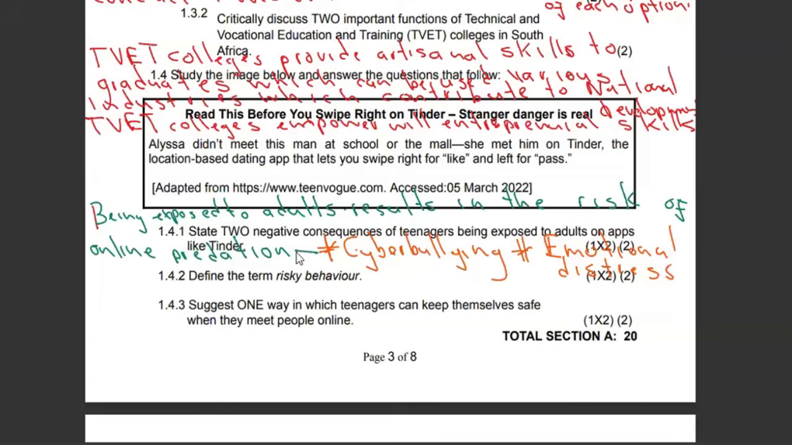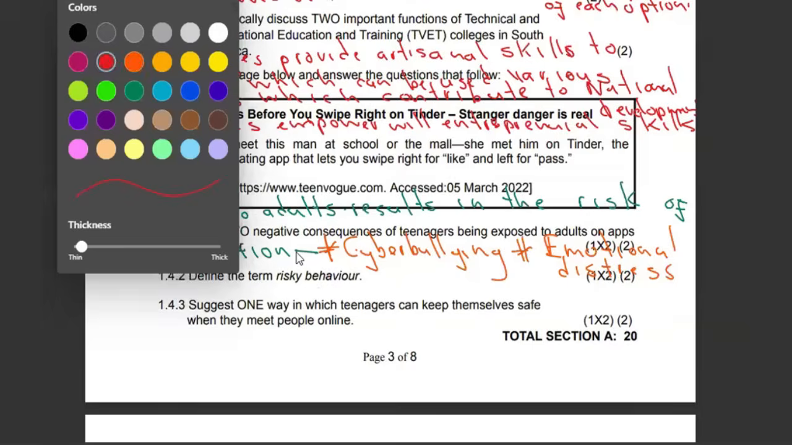Then also you can include inappropriate content as well there. Now moving on to the next question. The next question reads, briefly define the term risky behavior.